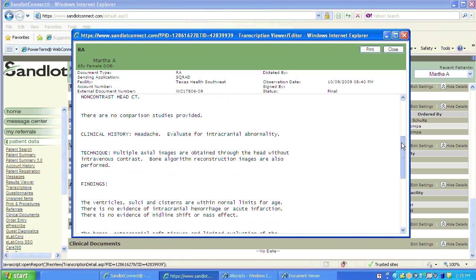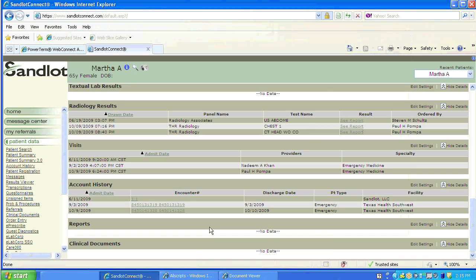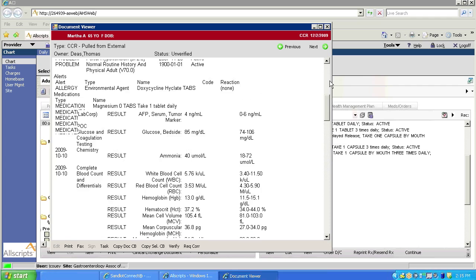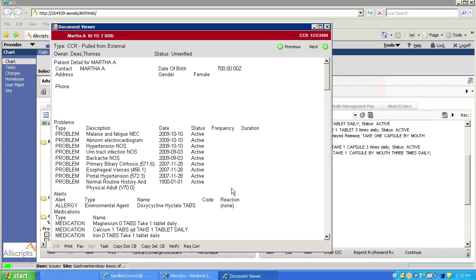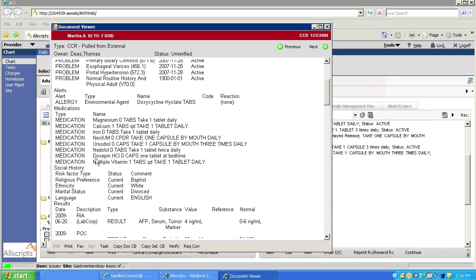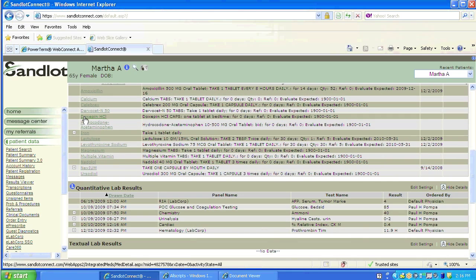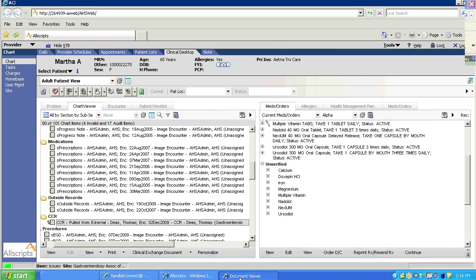Now let's go back to my office EMR and the Continuity of Care record. The information from SandlotConnect is a real-time aggregation of my records and those of all the other providers she sees. I'm able to see here that she's taking doxepin. Using a different EMR system, Martha's primary care physician prescribed doxepin to relieve her anxiety associated with her progressive illness. SandlotConnect captured the prescription in Martha's electronic health record and sent it to my EMR.